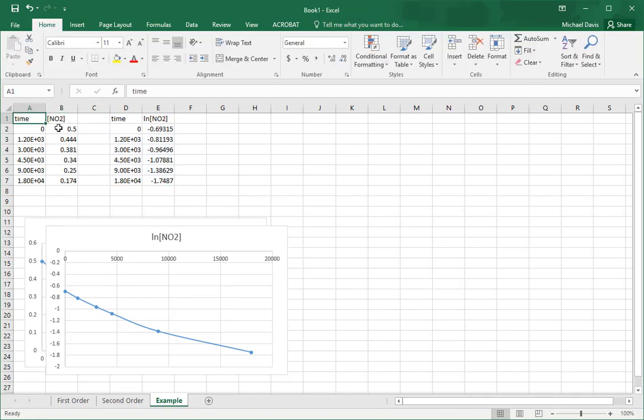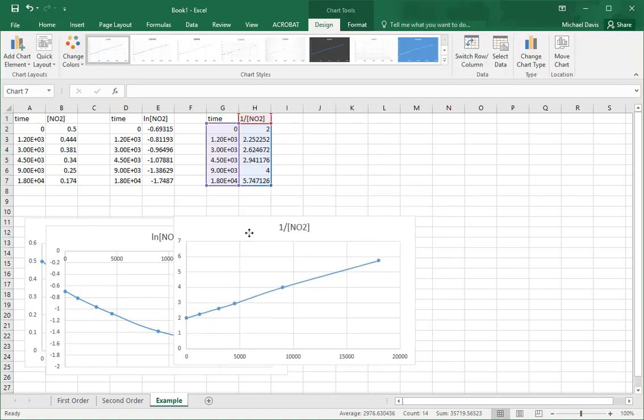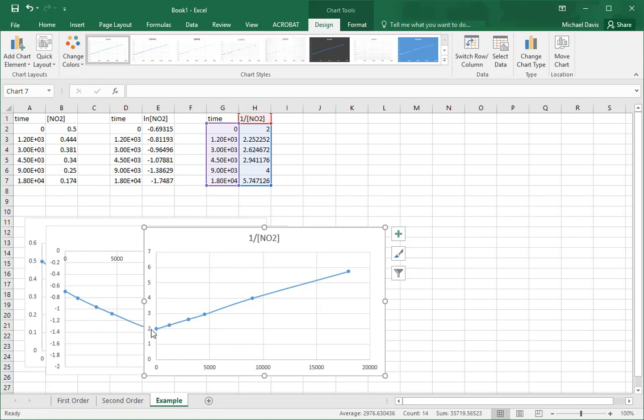So again, I'm going to highlight these, copy, bring them over here and paste them. And I'm going to see if this is maybe second order. So for second order, I plot the inverse of those concentrations. So 1 over NO2. Okay, so that means that this will equal 1 divided by this concentration. And I'll pull this down. There we go. I'm going to highlight this, insert, scatter plot, and that looks a lot more linear. That's about what I would expect. So here I can see a pretty good straight line for all of my points going up in this direction.